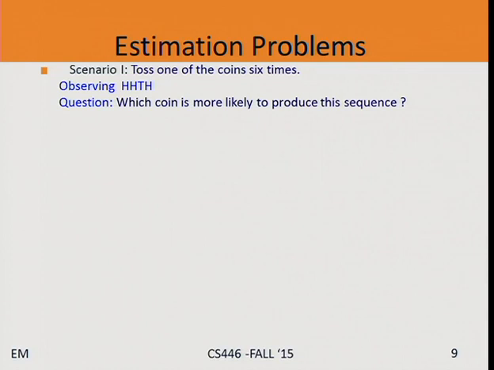You know how to do this? Let's assume I do give you numbers for alpha, p, and q. How would you choose which one generated that sequence?